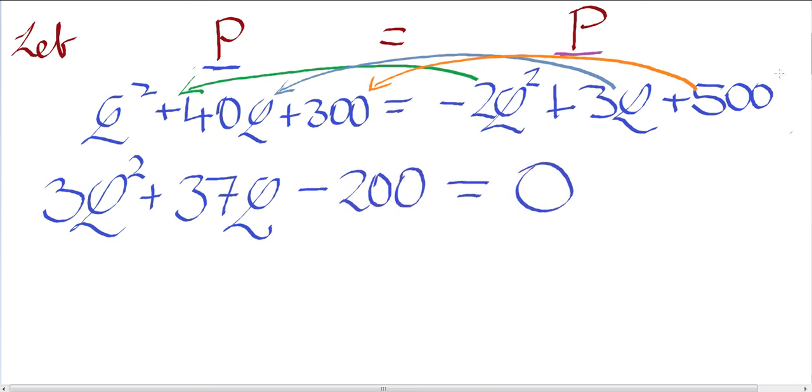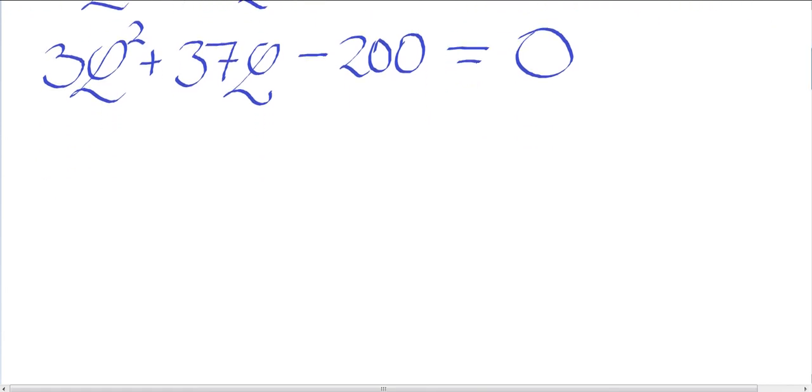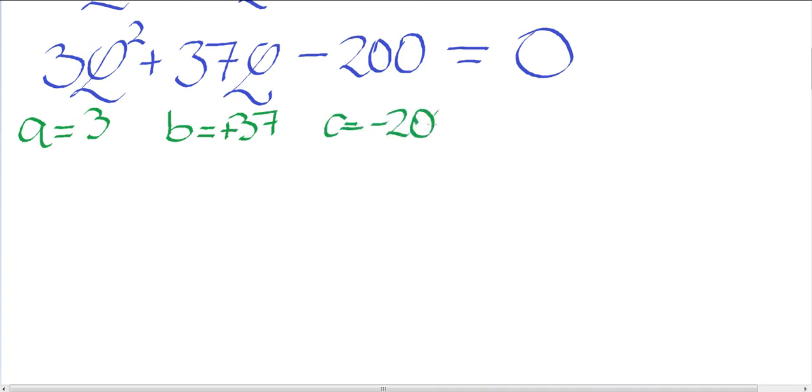Now, how do I solve an equation like that? That's a quadratic, so straight away use the minus b formula. First thing I want to say, label what A, B and C are. A is 3, B is 37. Remember, just be careful if there was a minus there, it would be minus 37, so I'll just draw it out and I'll say it's plus 37. And C is minus 200.